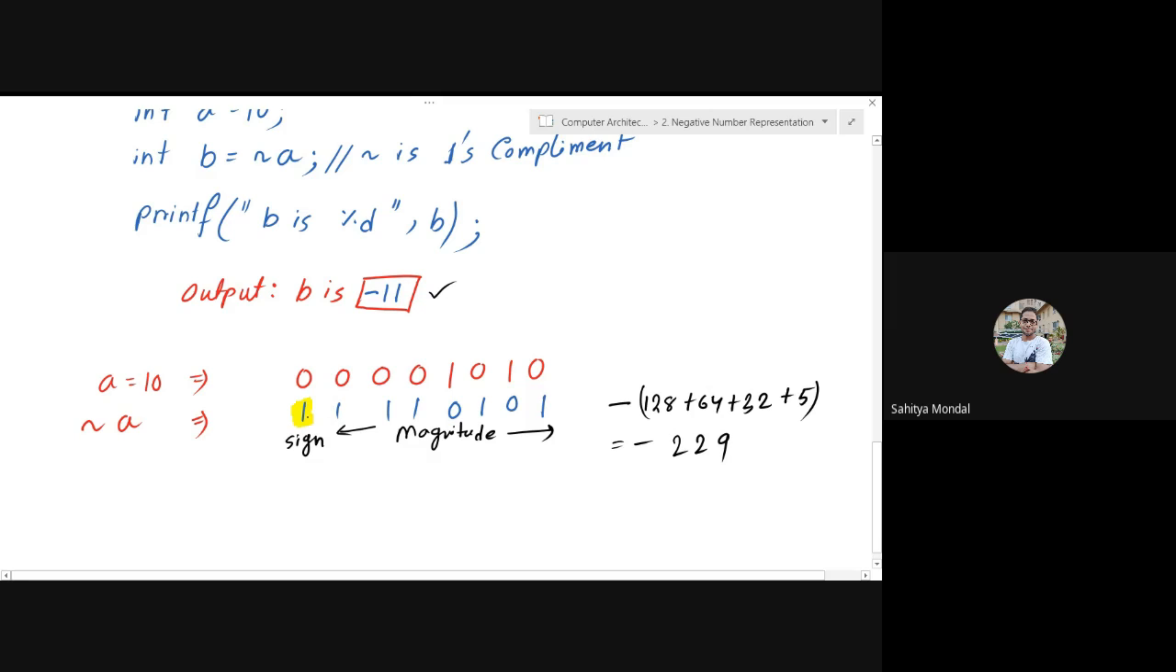If you are saying that sign bit becomes changed to 1, that is true, definitely. I am not telling that is wrong. But after getting the decimal output, it should be -229. So why is it saying -11? That was my query. Understood what you are trying to say? Tell me.